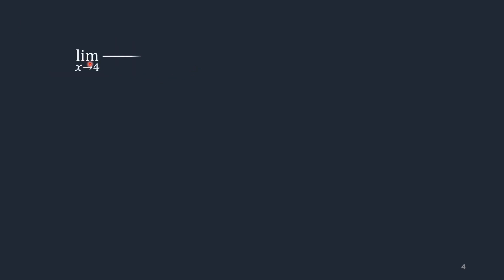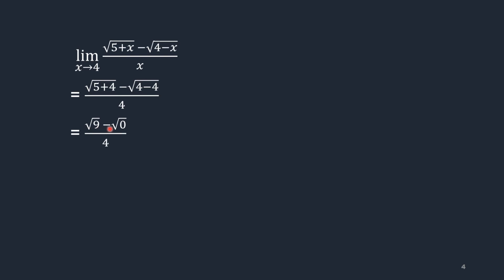Solve this limit. Limit root 5 plus x minus root 4 minus x over x as x approaches 4. We observe that this function is defined at x equals 4. So we can solve this limit by direct substitution. So we will put x equals 4 in the limit. So the limit becomes root 5 plus 4 minus root 4 minus 4 over 4, which will be root 9 minus root 0 over 4, which will be 3 minus 0 over 4, and finally it will be 3 over 4.